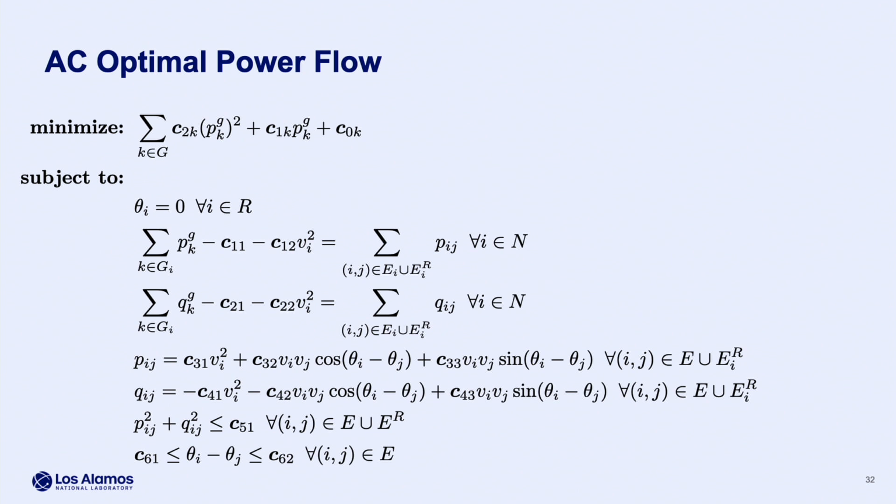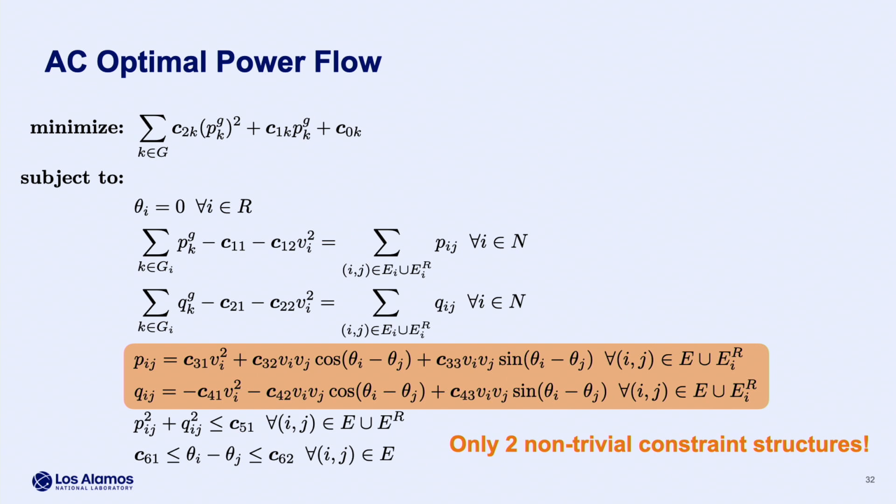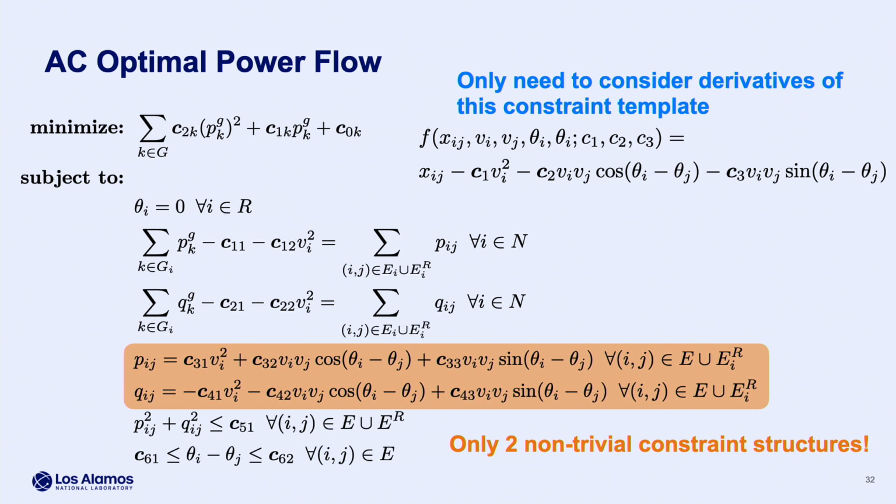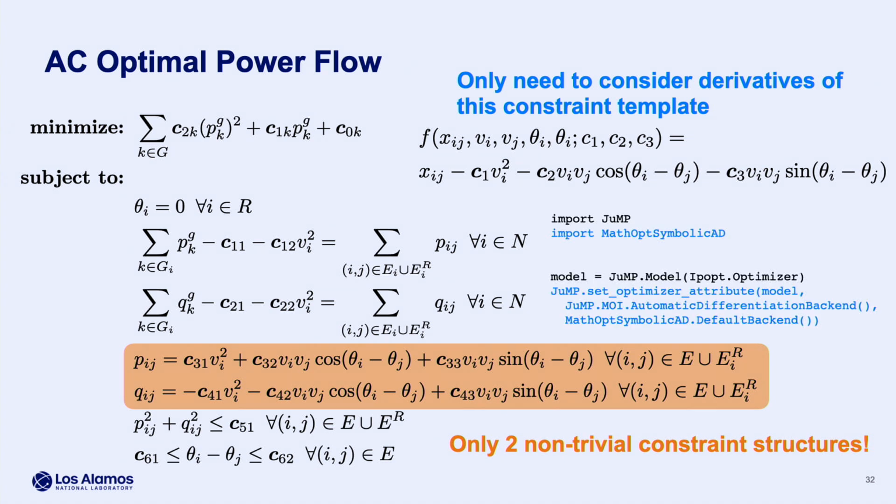So if we look at the AC optimal power flow problem I showed you before, there's really only two non-trivial constraints for computing the Jacobian and Hessian, right? Because if it's linear or quadratic, you can just fix those at the beginning of the solve. So you only need to compute the symbolic derivative once for an expression like that, and then you can reuse it for all of the power flow constraints in your model. And I showed you before this MathOptSymbolicAD. This tool does exactly that. It takes a different approach to computing derivatives in your problem by analyzing the constraints and then making these symbolic derivatives in Julia for you.